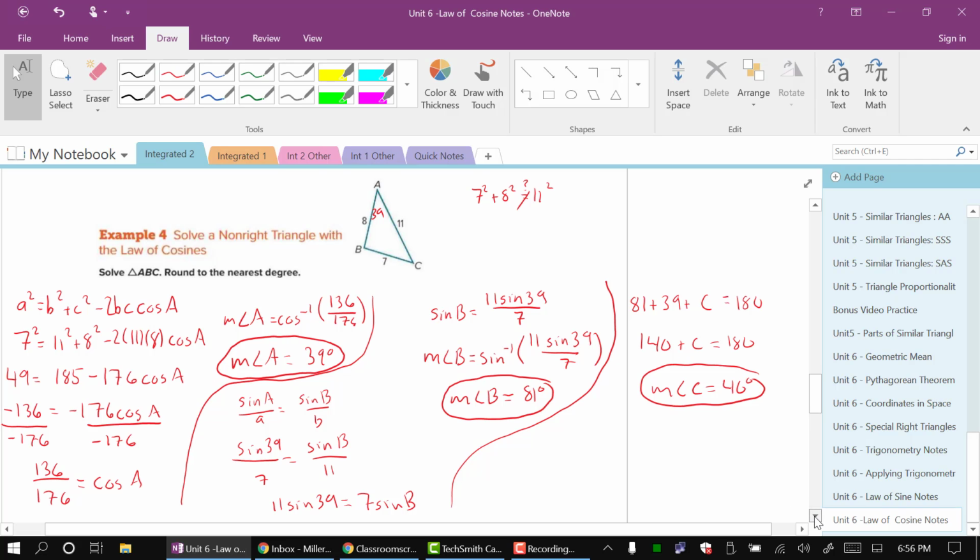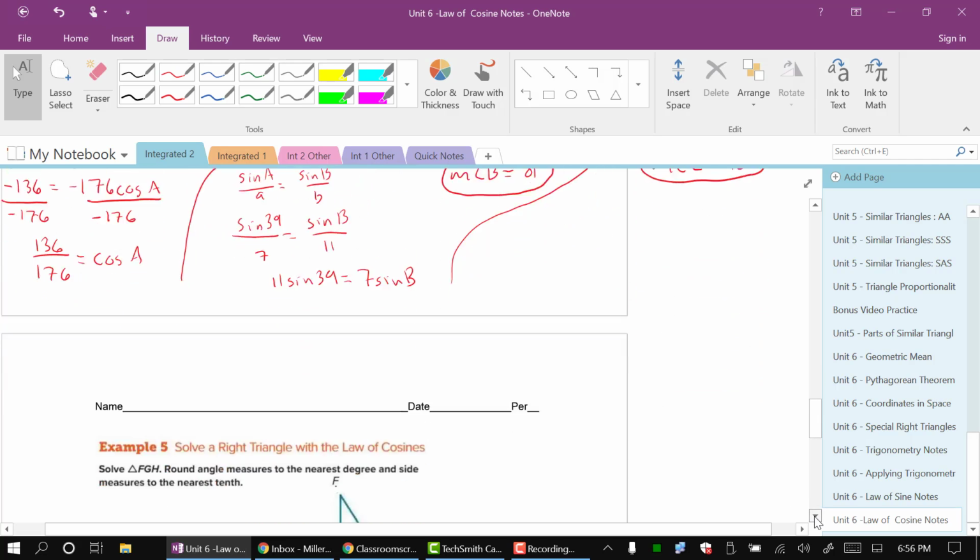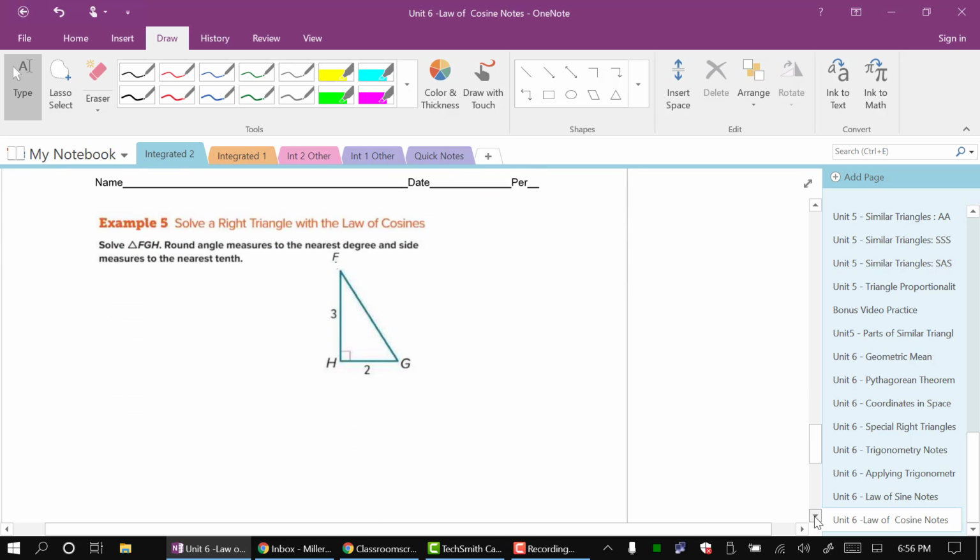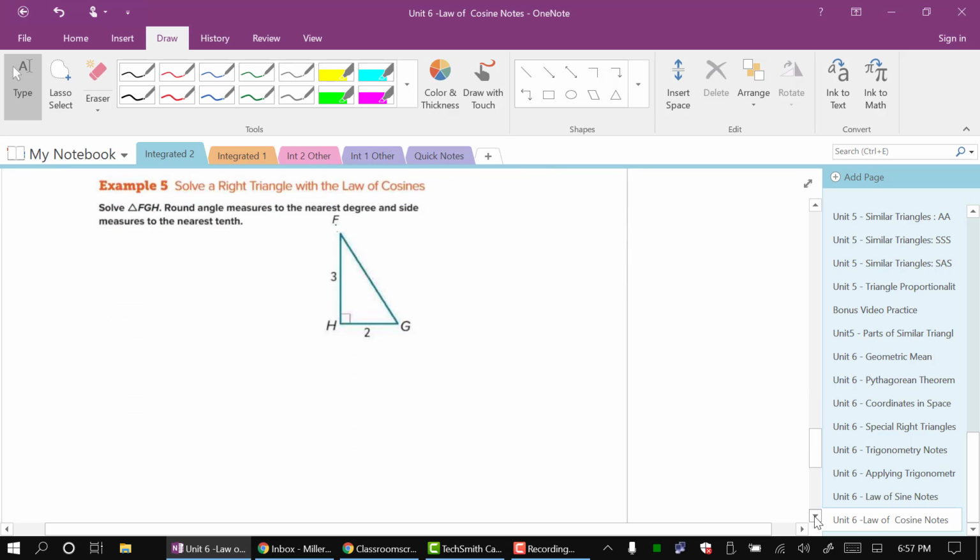All right, let's take a look at our next example. So this one, we start off with a right triangle. So we don't have to find that third angle. We have a right triangle already. So I want to find that missing side. Well, I noticed that I have a leg and I have a leg. So to find that missing side, I'm just going to use Pythagorean's theorem.